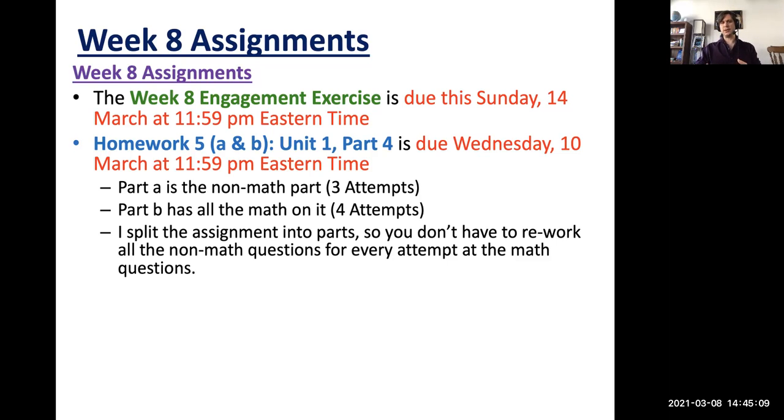And then that way, I can give you 4 attempts in the math part because people tend to have a little bit more trouble with the math part. And also, you won't have to go back and answer all those other questions just to get another attempt at the math part. So it allows you to focus your efforts. And hopefully, this will make it a little bit easier to navigate. This also prevents it from all being lumped into one giant assignment that will most likely not have you using all your attempts to maximize your grade. So that's why it's split into 2 parts. Please remember that they're both due this Wednesday, the 10th of March at 11:59 p.m.